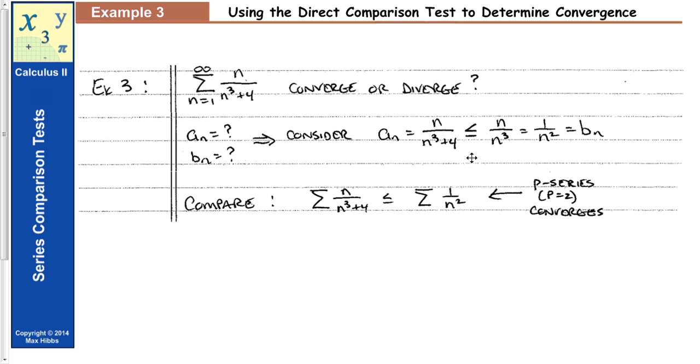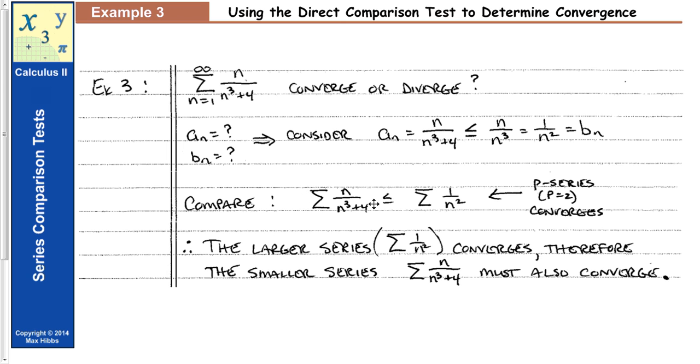So I've got a larger series that converges. My original series is smaller than a series that I know converges. So if the larger series converges, certainly the smaller series has to converge also. And so we've used this test, the direct comparison test, to determine that our original series converges, because it's smaller than another series that we do know converges. So that's the way we would go about this again. Well, let's continue.